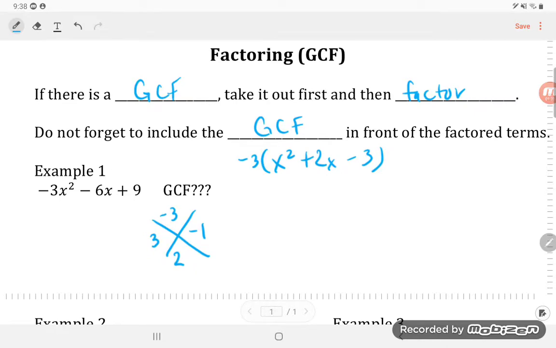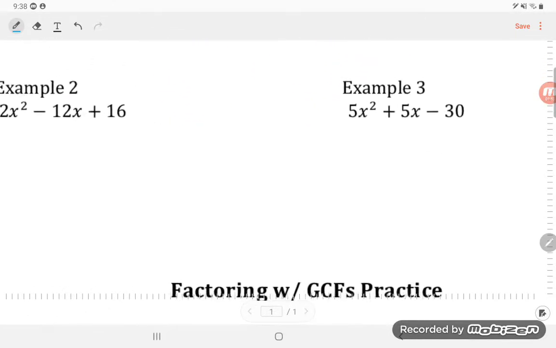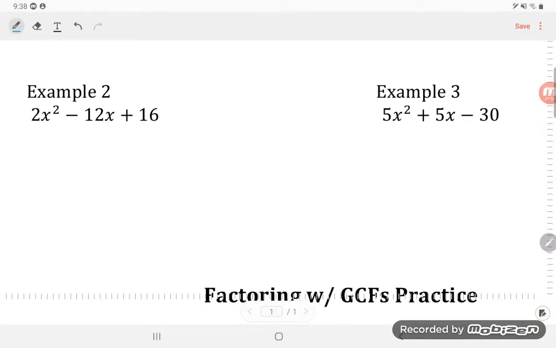When I write my answer, I am going to bring down the -3 that I took out in the beginning, or the GCF, and in my factored form, in the parentheses, is x plus 3 times x minus 1. All right, we're going to look at example 2 and example 3 before you practice these.